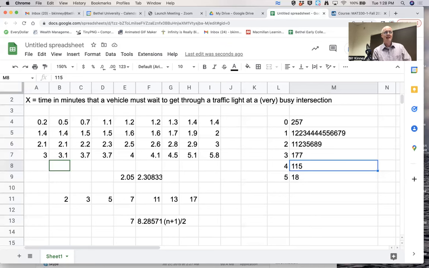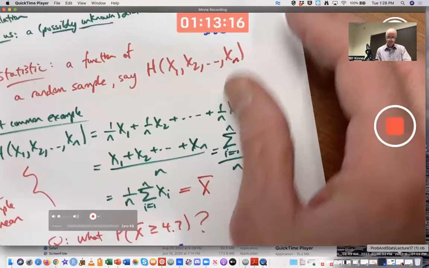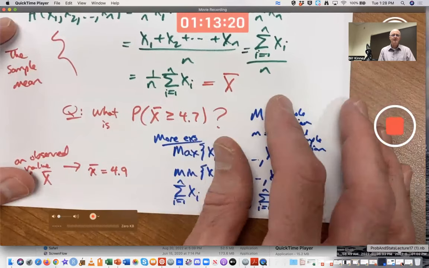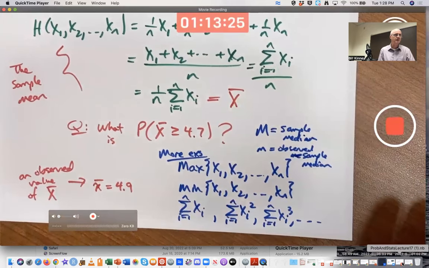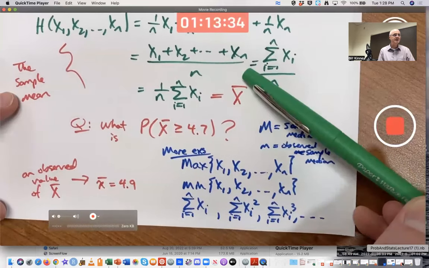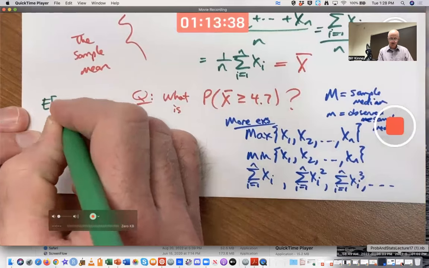To end class today, 2 minutes, let me just hint at what's coming. One hint I already mentioned, these statistics are random variables and they have distributions that we'd like to know about. Being random variables, they have expected values. I could think about what is the expected value of X bar.